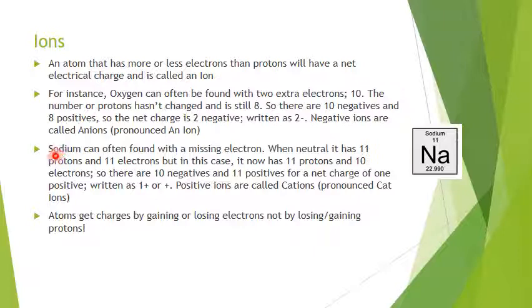Let's take a look at another example. Sodium can often be found missing 1 electron. When it's neutral, it has 11 protons and 11 electrons. See over here, the atomic number is 11. But when it loses 1 electron, now it has 10 electrons. Again, we don't really care right now why. So there are 10 negatives and 11 positives, so it has a net charge of 1 positive. Positive ions are called cations.